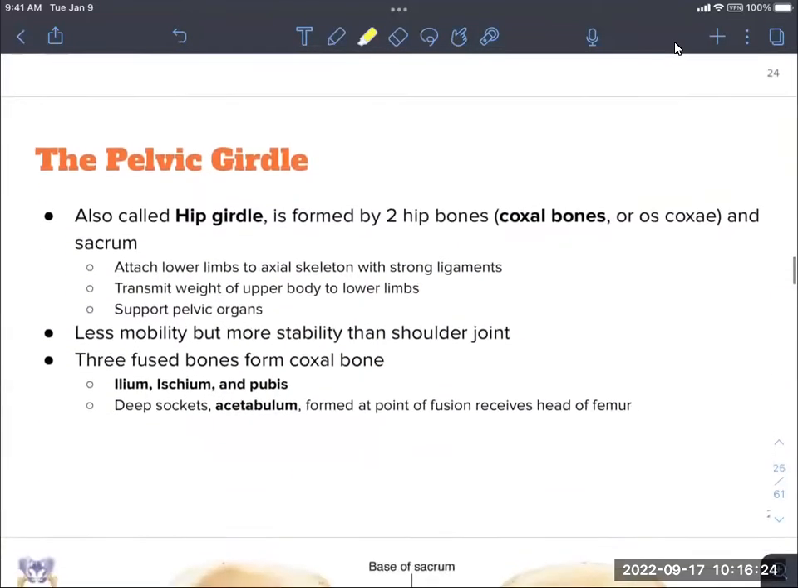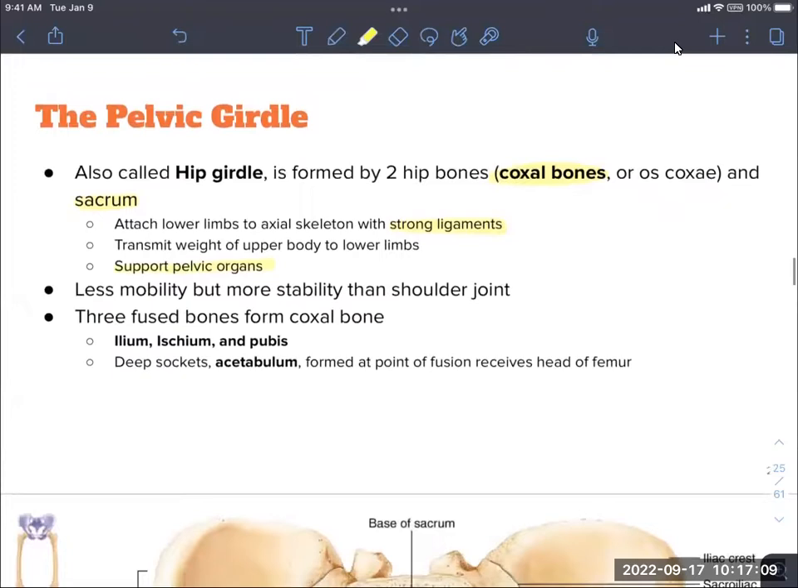So let's move to our pelvic girdle. The pelvic girdle is what holds your legs to your trunk. There are technically two hip bones, or coxal bones, and those coxal bones attach to the sacrum. As I've said, they attach your legs to your skeleton, to your trunk. They're held together with some nice, strong ligaments. Your pelvic girdle helps to support your pelvic organs.